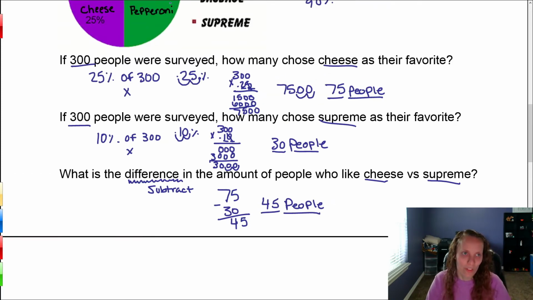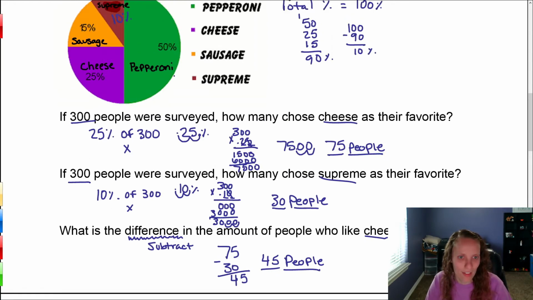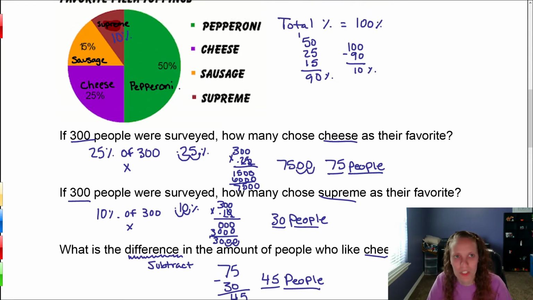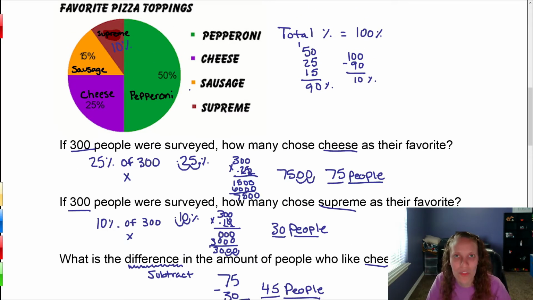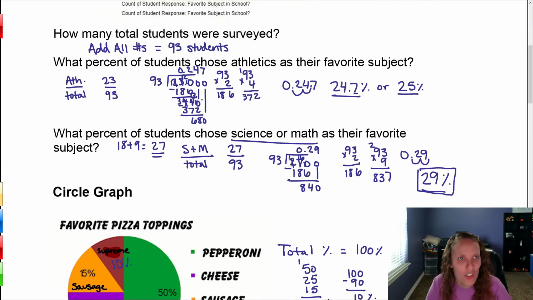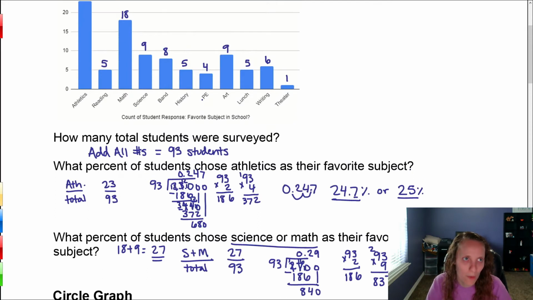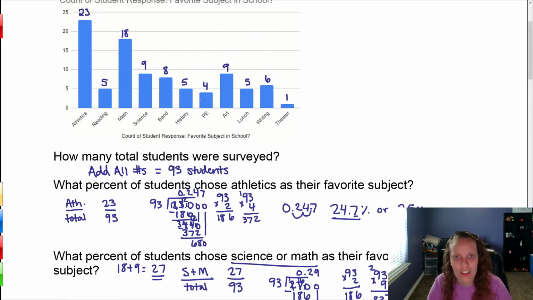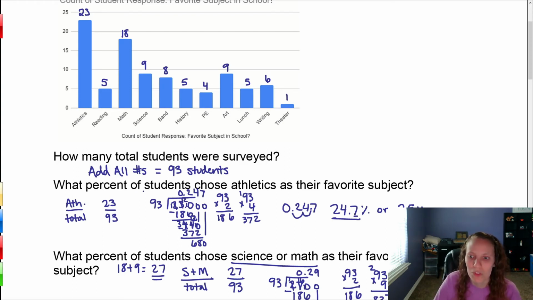So when we're going from a percent to an actual number, we need to change the percent to a decimal, and then we multiply it with the total number. Above, with the bar graph, we actually knew the number of people who selected each subject. So we were changing that into a percent, and we needed to make it into a fraction and then divide, and then from there change the decimal to a percent.